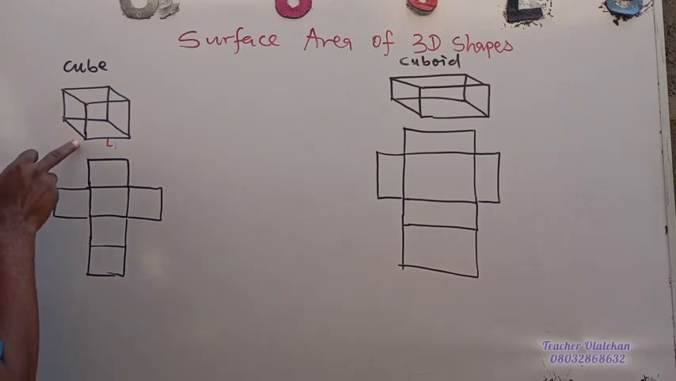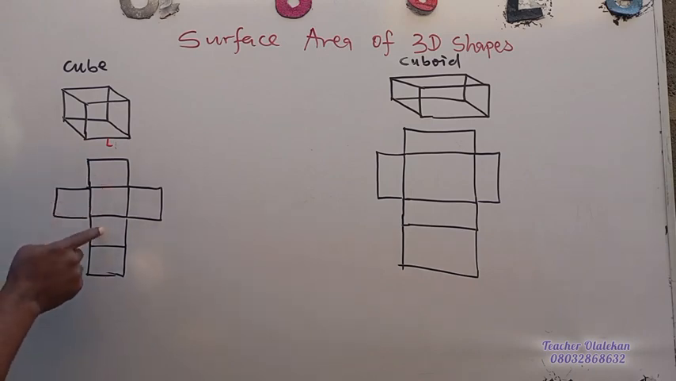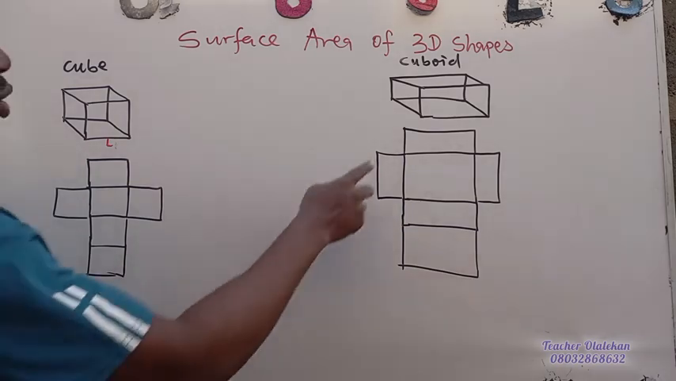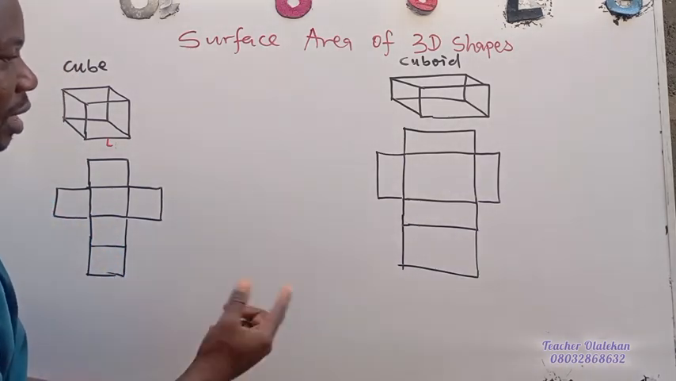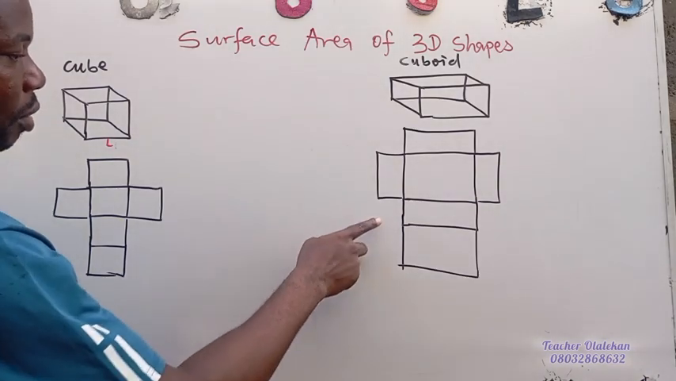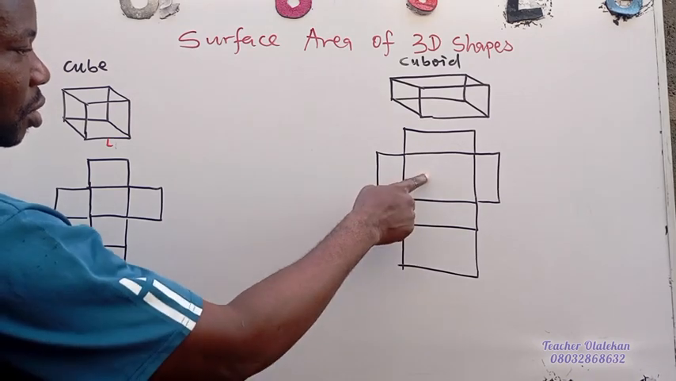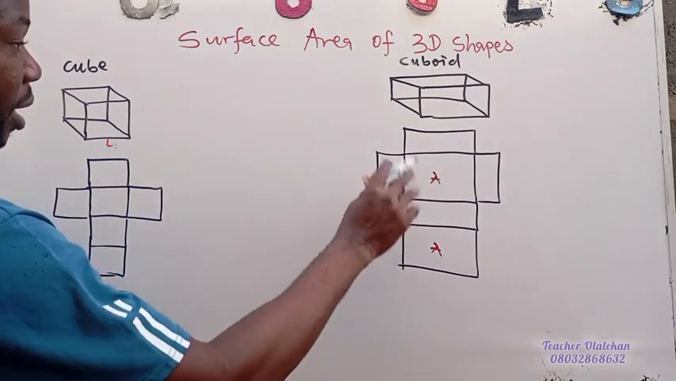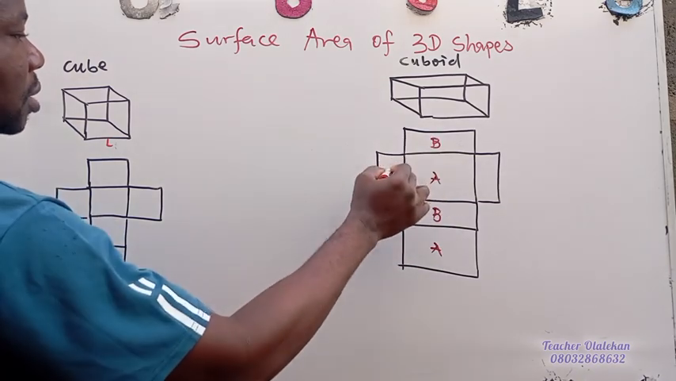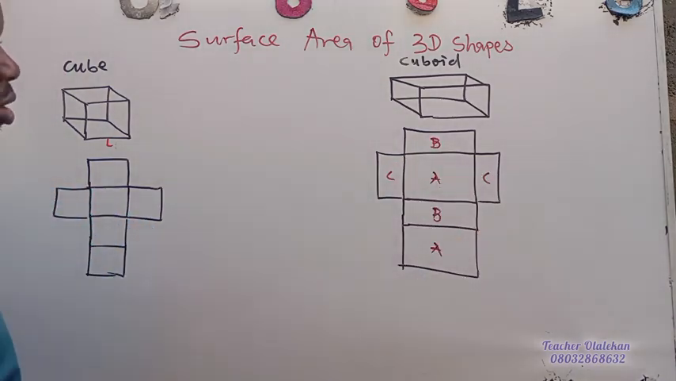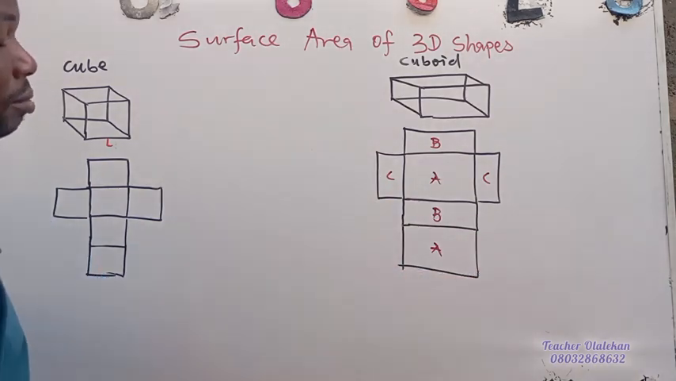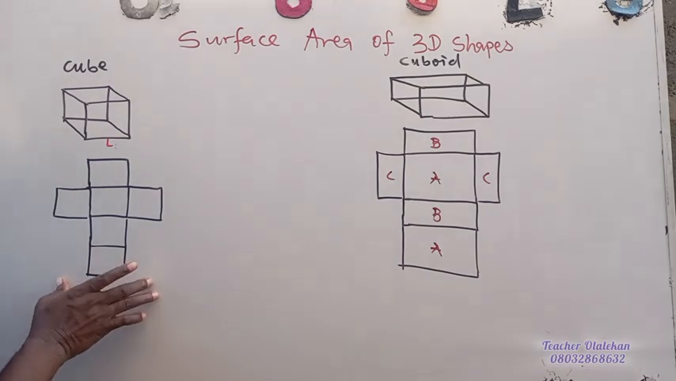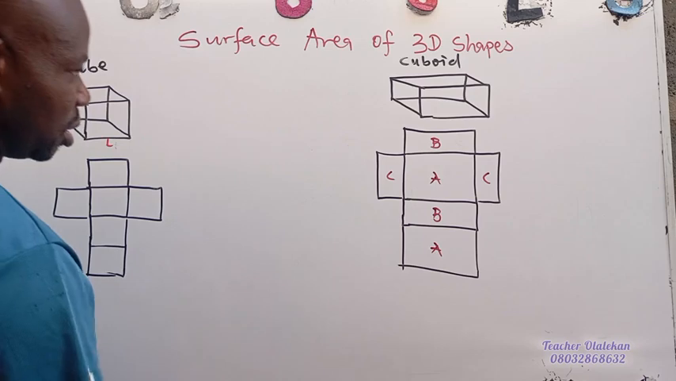For a cube, we know that all the faces are equal, and it has 6 faces. But a cuboid is expected to have 2 faces that are equal. Like we have here, this face is equal to this face, so we can call them A. So A faces are equal, B are also equal, and C are also equal. In total, if you count all the faces of a cuboid, you will see that there are 6 faces as well. So a cube has 6 faces and a cuboid has 6 faces.